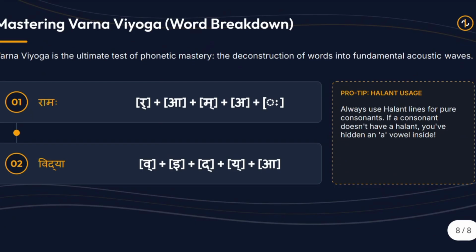So let's master the Varna Viyoga. Varna Viyoga is the ultimate test of phonetic mastery: the deconstruction of words into fundamental acoustic units. Ramaha. How will we split this? R plus a plus m plus a plus ha. So these all together form Ramaha.